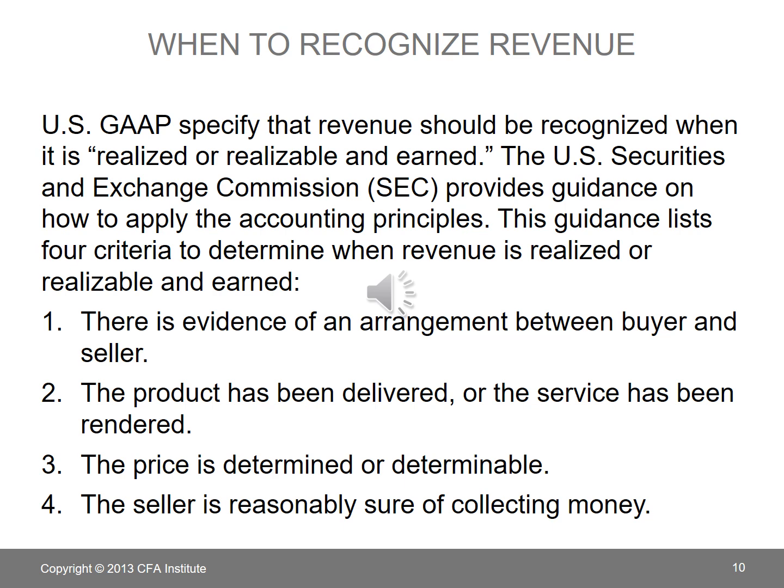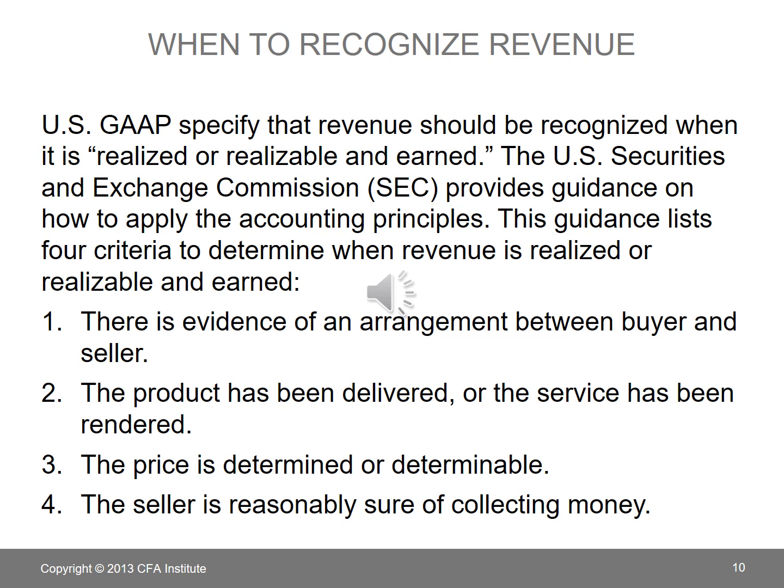For instance, this would disallow the practice of recognizing revenue in a period by delivering the product just before the end of the accounting period, and then completing a sales contract after the period end. The second criteria is that the product has been delivered or the service has been rendered. For instance, this would preclude revenue recognition when the product has been shipped, but the risks and rewards of ownership have not actually passed to the buyer yet.